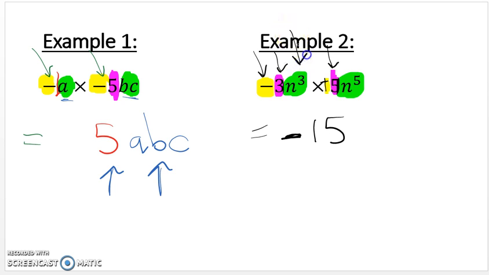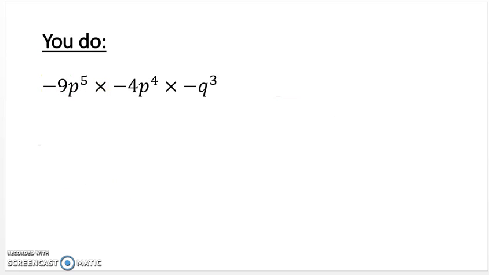And then n cubed, a string of 3 n's, times n to the 5, another string of 5 n's, all being multiplied, makes n to the power of 8. 1, 2, 3 here, 1, 2, 3 here, and another 5 would make me a string of 8. So do not be tempted to multiply the 3 and the 5. All right, your turn.